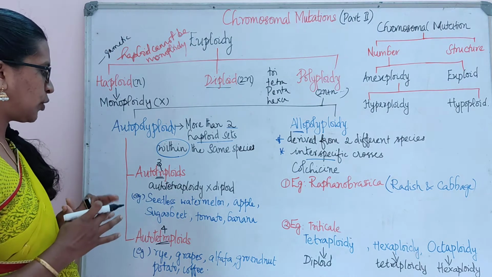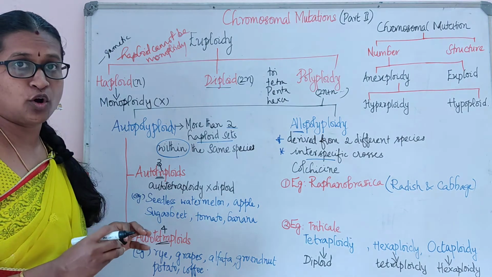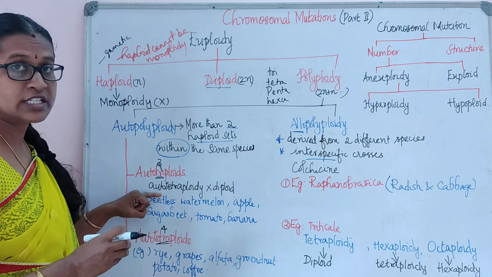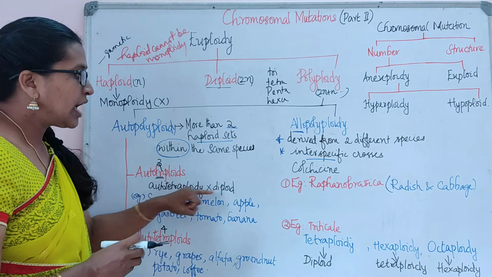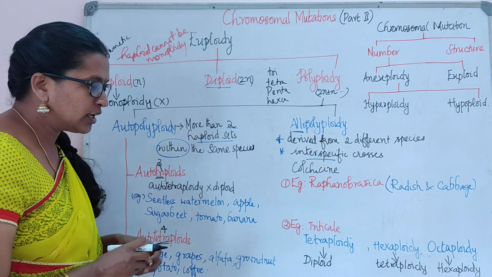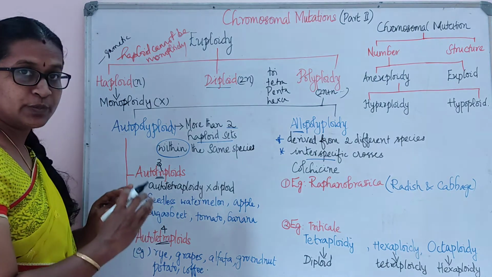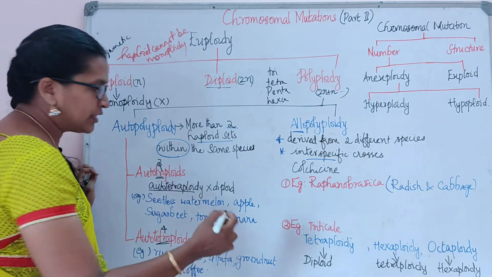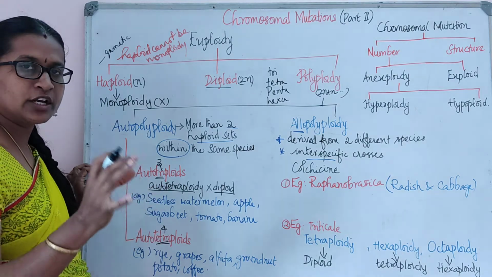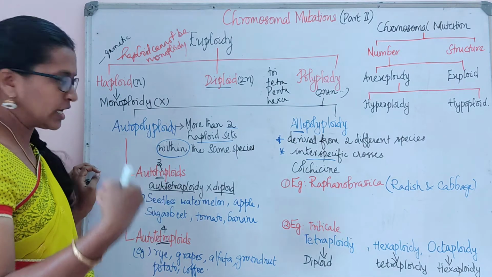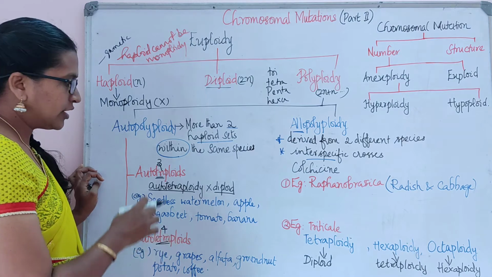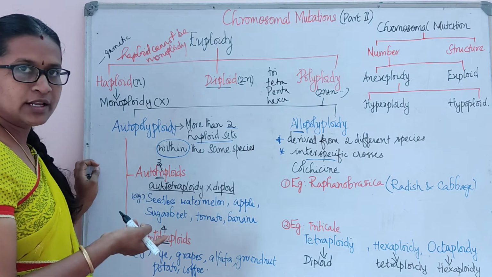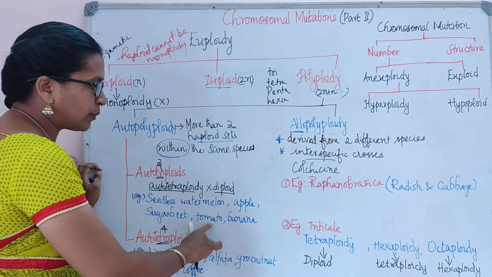So autotriploids. How are these autotriploids formed? So they are inducing the cross between a plant which is an autotetraploid and a diploid plant. Okay, so here a cross is done between a plant which is an autotetraploid with another plant which has a normal diploid condition, to derive, that is to get, autotriploids. Okay, right. So examples for these autotriploids are seedless watermelon, apple, sugar beet, tomato and banana.